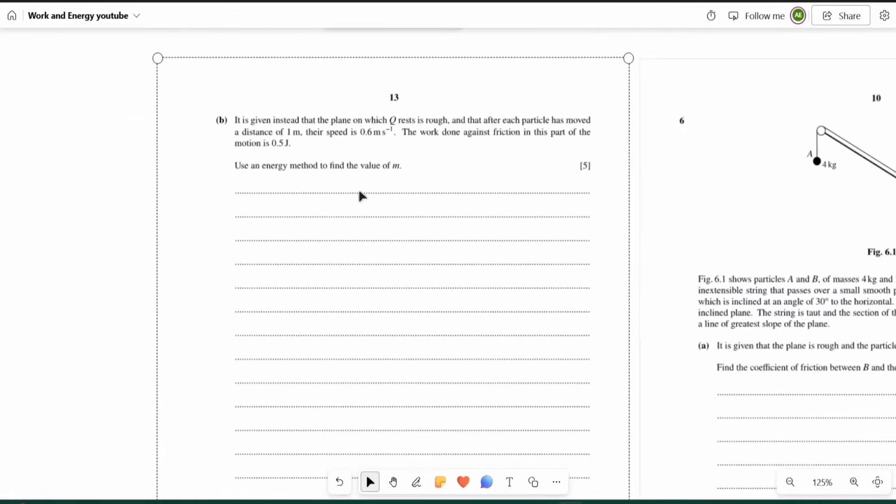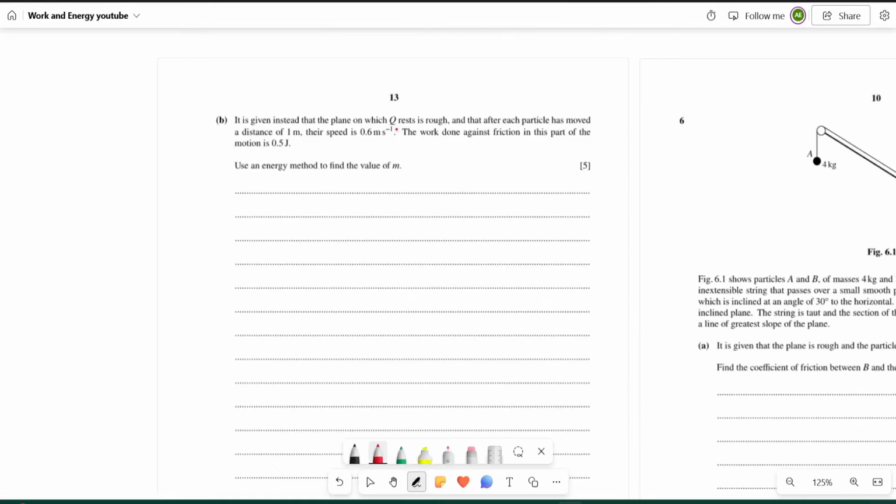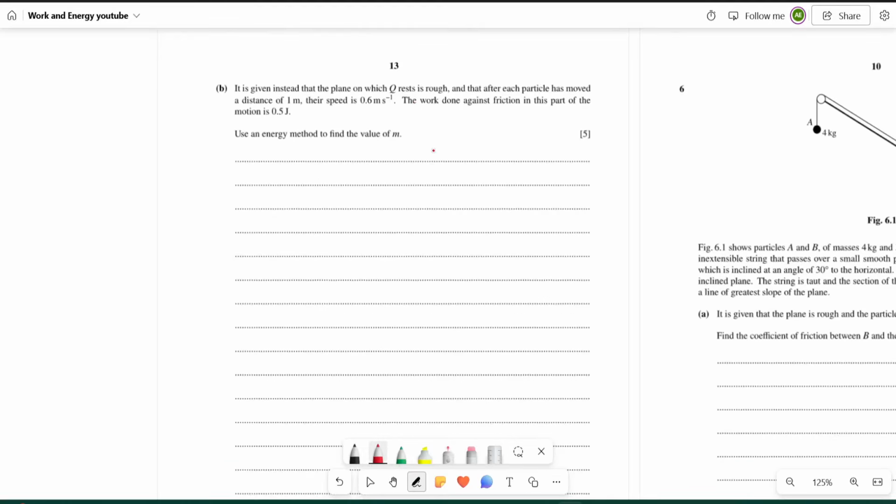Part B says it's given that instead the plane on which Q rests is now rough, okay? And that after each particle has moved a distance of 1 meter, their speed is this, the work done against friction in this part of the motion is that. Use an energy method to find the value of M. So now things have changed.